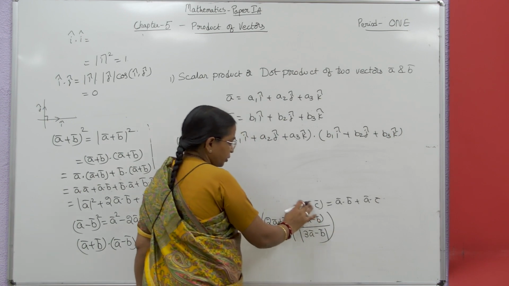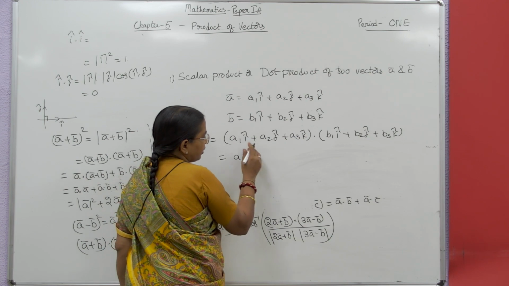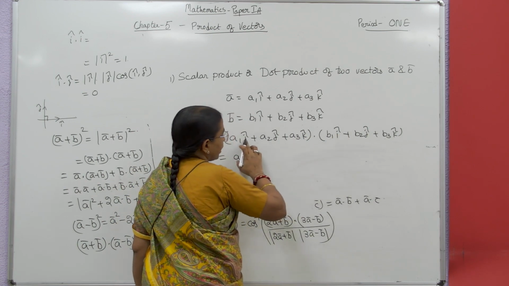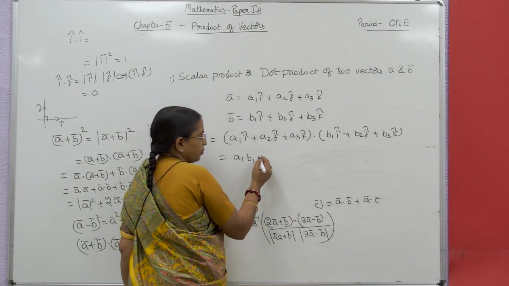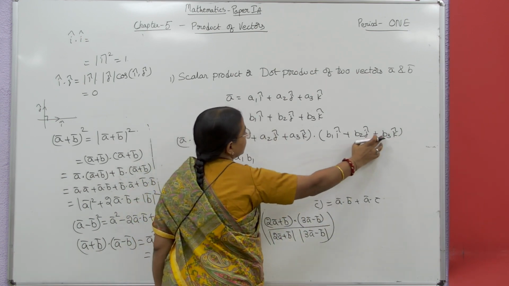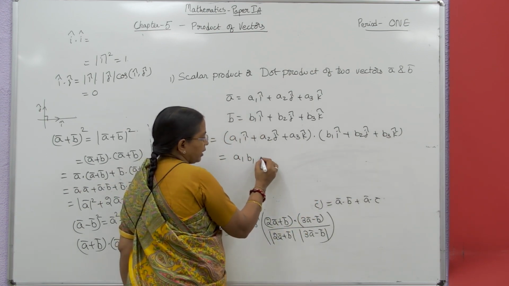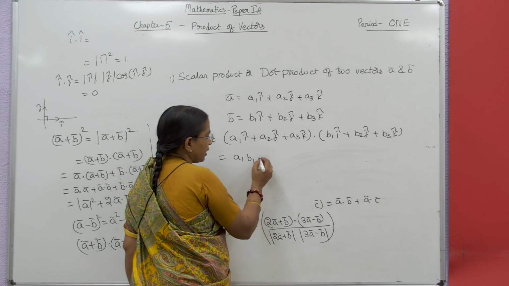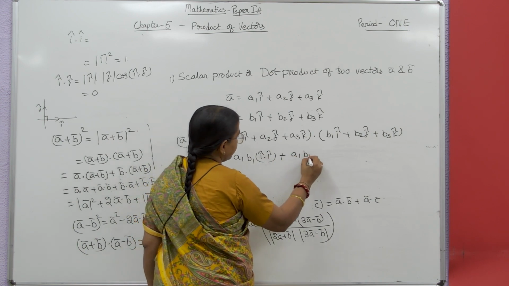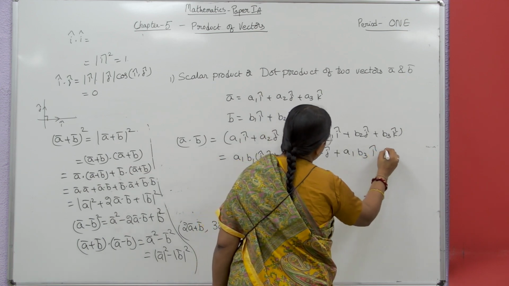According to the distributive property, you can take term by term. So A1 i dot B1 i means A1 B1 into i dot i, that is 1. Next, A1 B2 into i dot j. i dot j is 0. Similarly, A1 B3 into i dot k. i dot k is again 0. So only this term will remain. Or else, if you want, you can write all that, it will take time. A1 B1 into i dot i, and then next is A1 B2 into i dot j plus A1 B3 into i dot k.